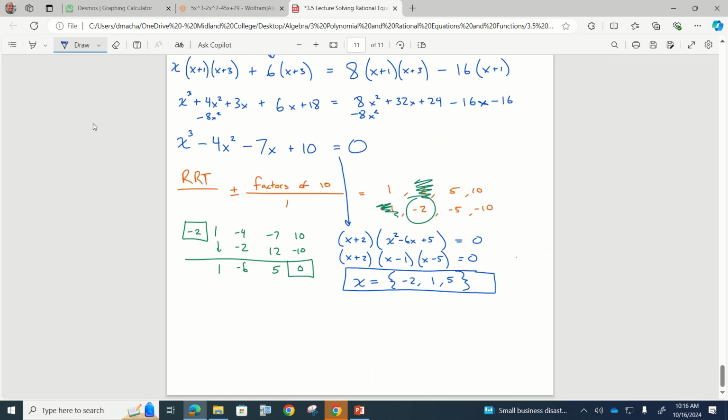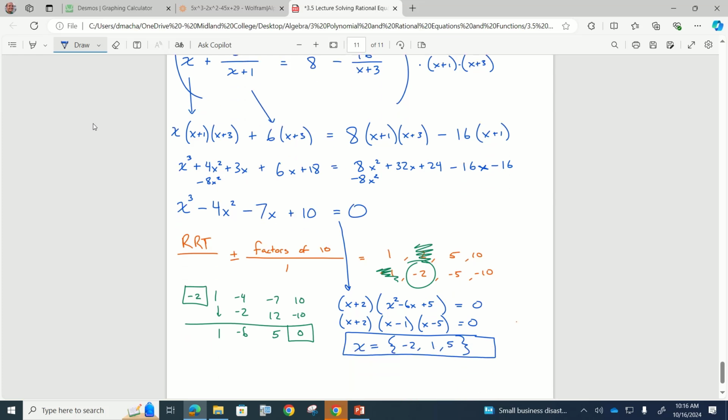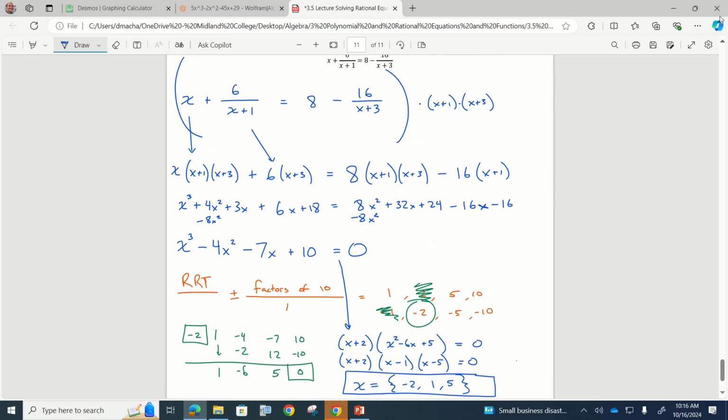All right, so that is the trickiest example of all because we had to start with the rational equation. We multiplied by the denominators, expanded everything out. Moved everything to the left side because we noticed that it was a cubic equation. We used the rational root theorem to try out some things until we found a root. And then we factored and we factored.